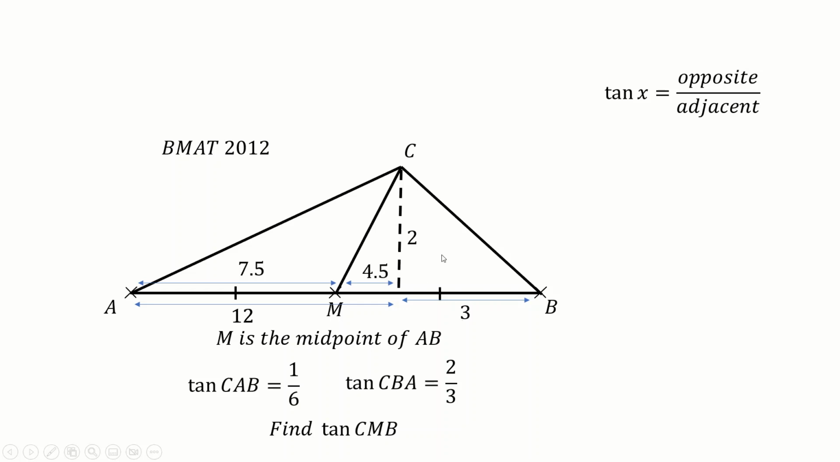And now we realize that my drawing is terrible, but that's okay. Now we just need tan of CMB, which is, again, opposite over adjacent, going to be 2 over 4.5, which I can just double out to be 4 over 9, and that's the answer. Just thought it was really interesting. There's probably lots of other really cool ways you can do it using some proper maths rather than this, but yeah, I just thought it was quite interesting.